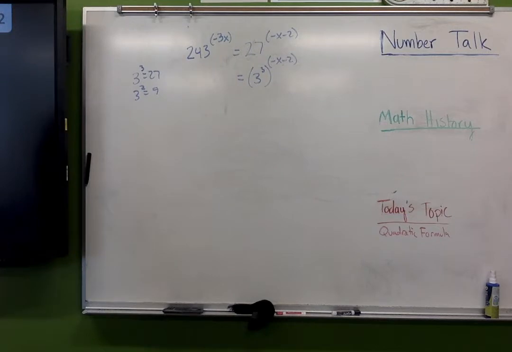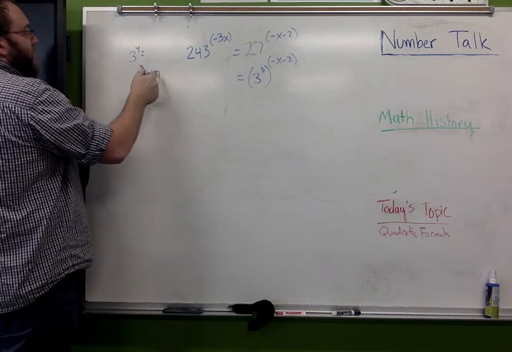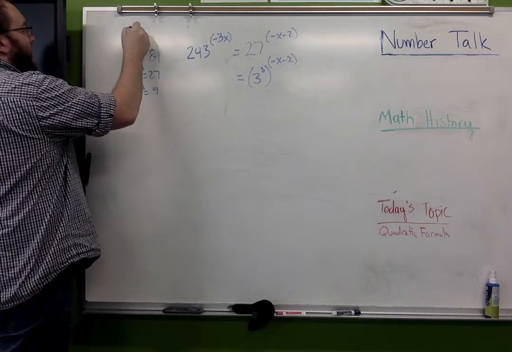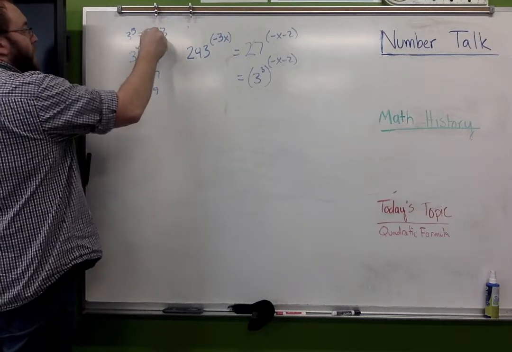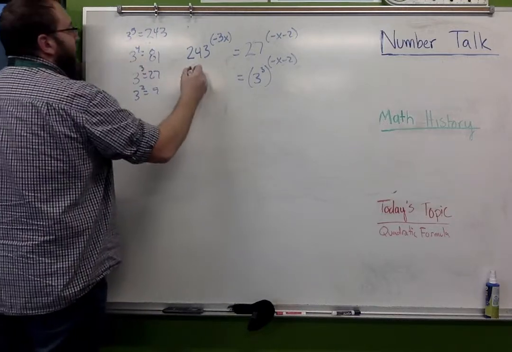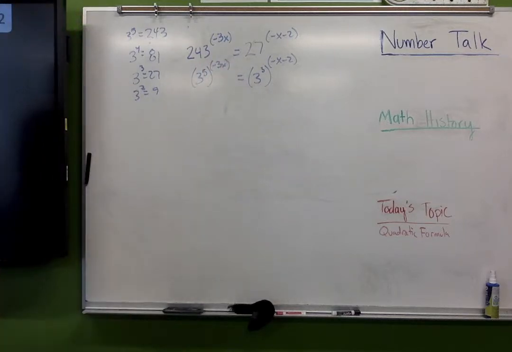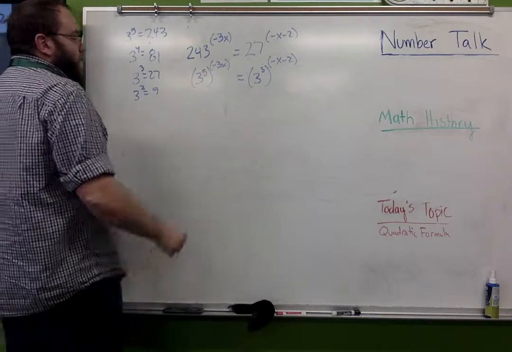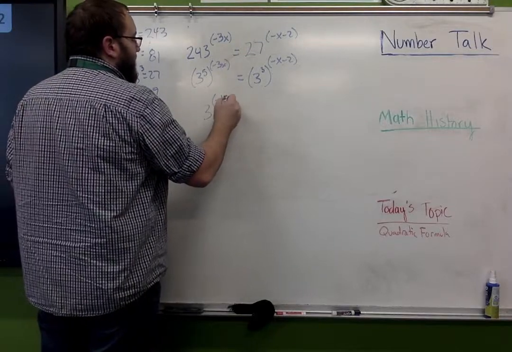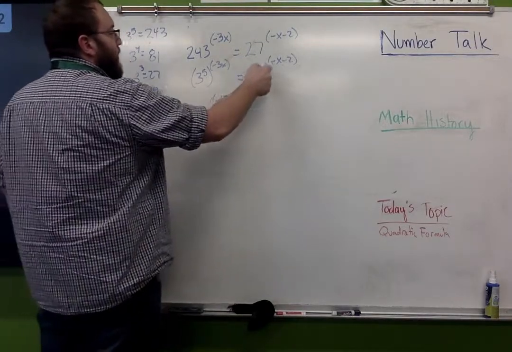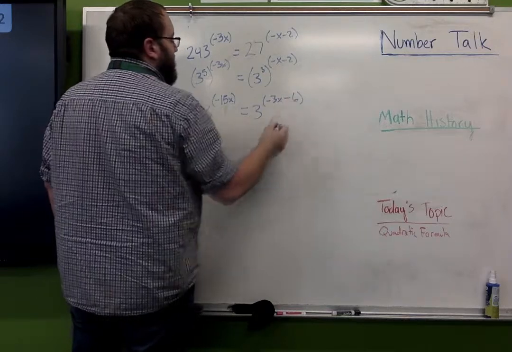Okay, I'm good there. Can I get 243 to look like 3? Well, 3 to the fourth power, 27 times 3 is 81. 3 to the fifth power, 81 times 3. Well, 1 times 3 is 3. 8 times 3 is 24. Oh! 243 is 3 to the fifth power. Oh, okay, power of a power property. You multiply, so this is 3 to the, 5 times negative 3x, negative 15x. 3 times negative x, negative 3x. 3 times negative 2, negative 6.